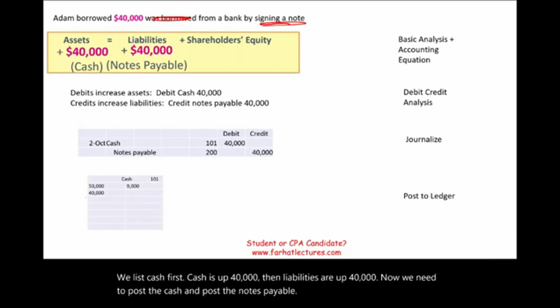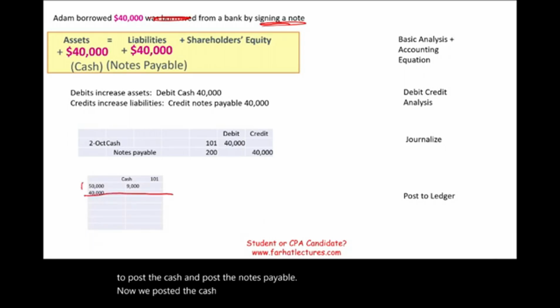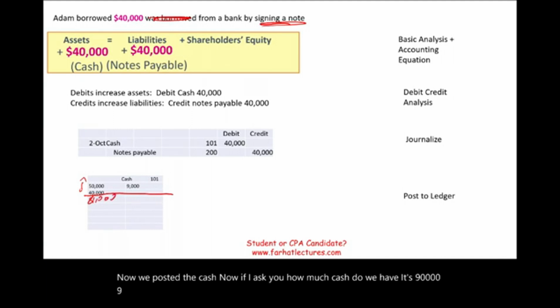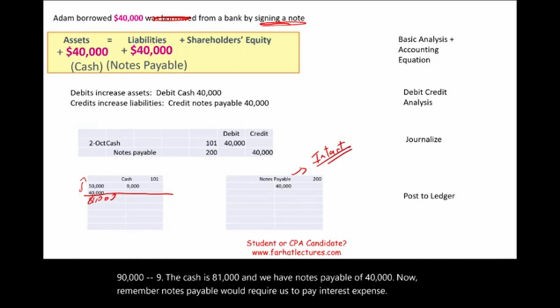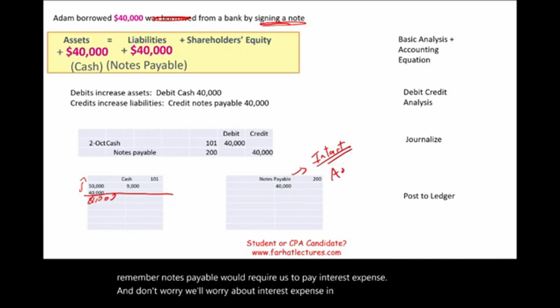Now we posted the cash. Now if I ask you how much cash do we have, it's 90,000 minus 9. The cash is 81,000, and we have notes payable of 40,000. Now remember, notes payable would require us to pay interest expense. And don't worry, we'll worry about interest expense in the next session when we do adjusting entries.